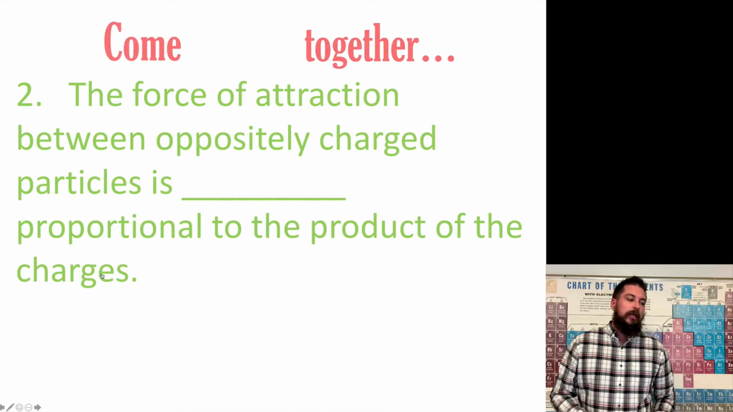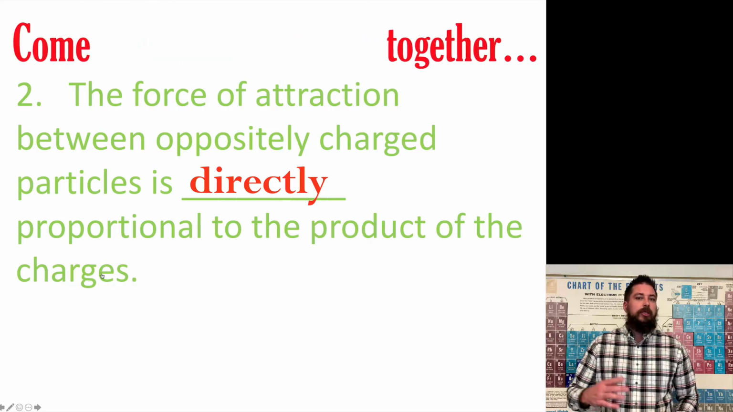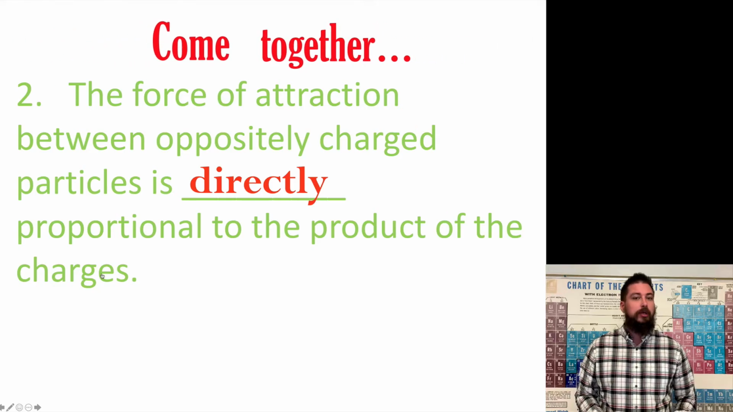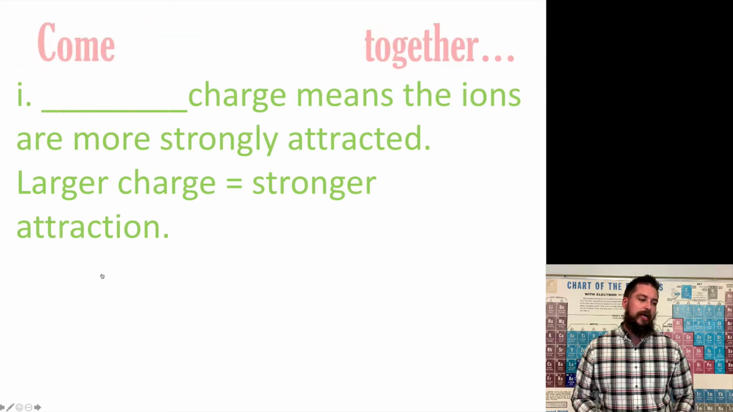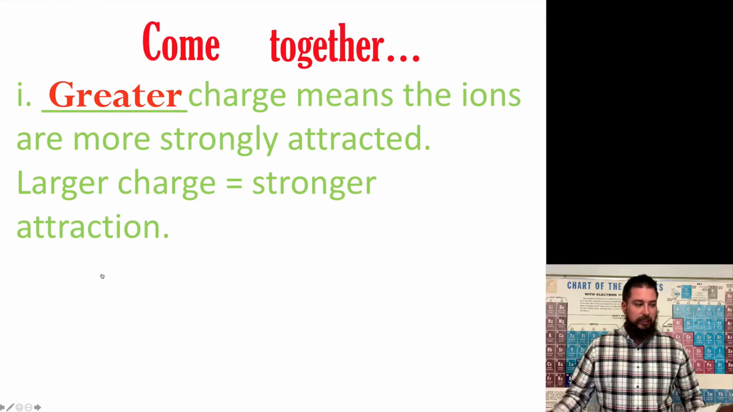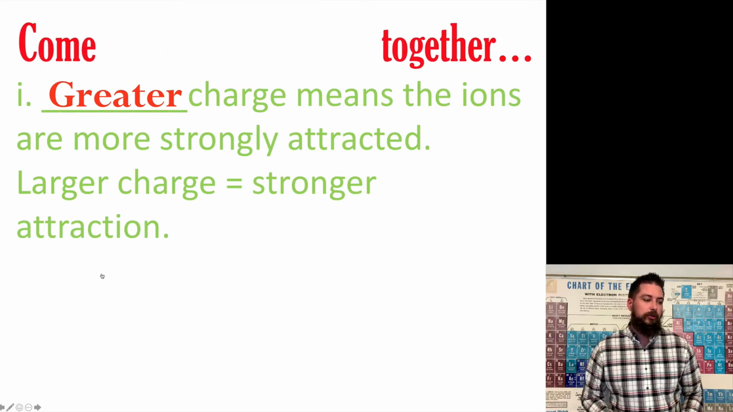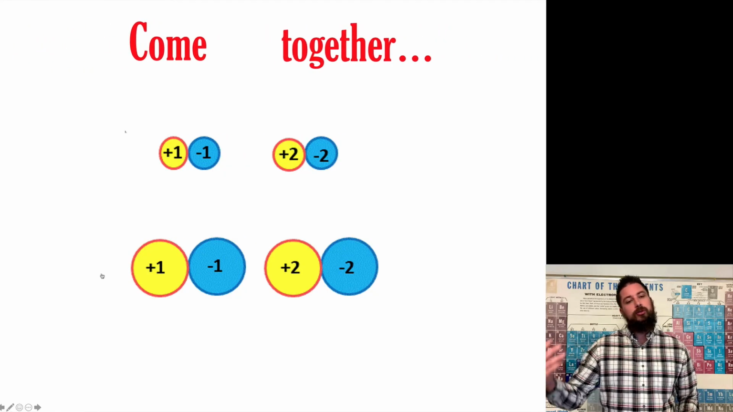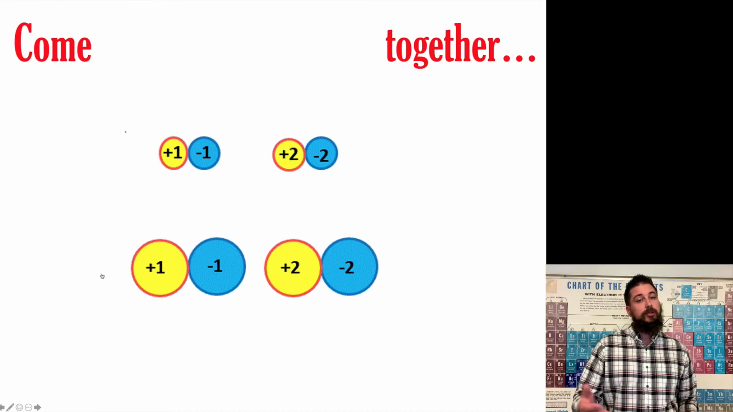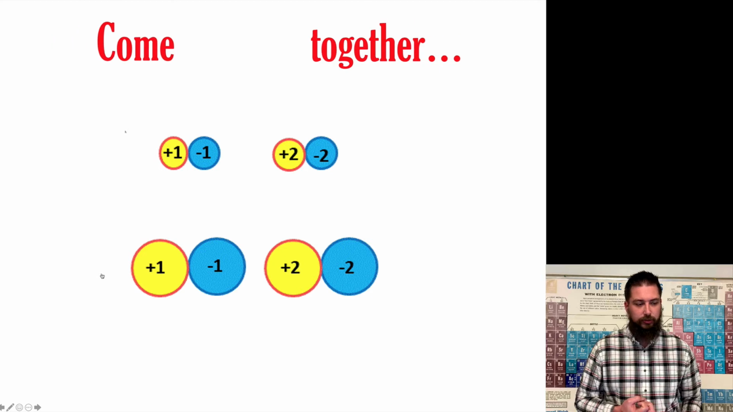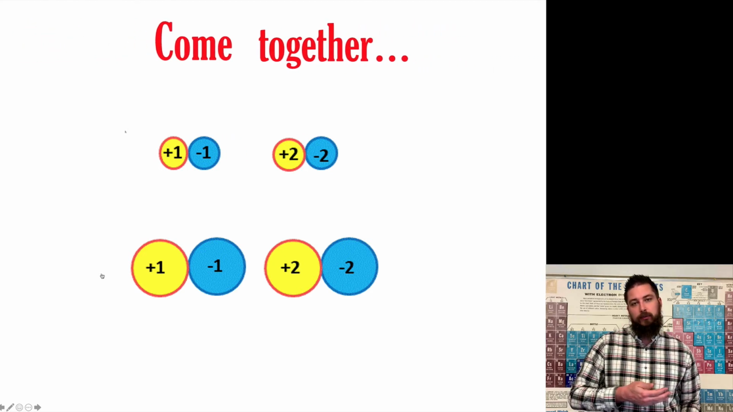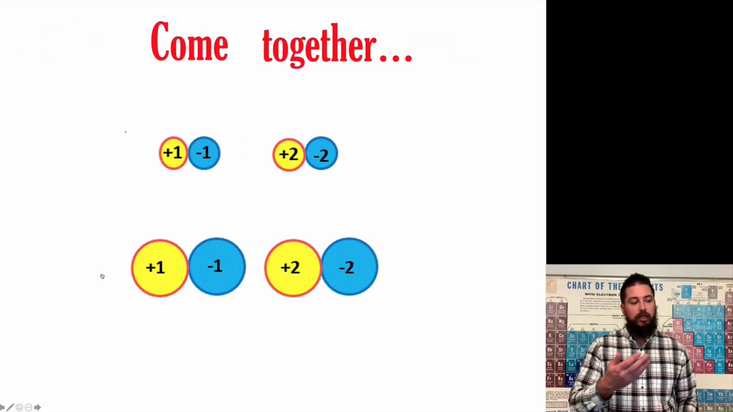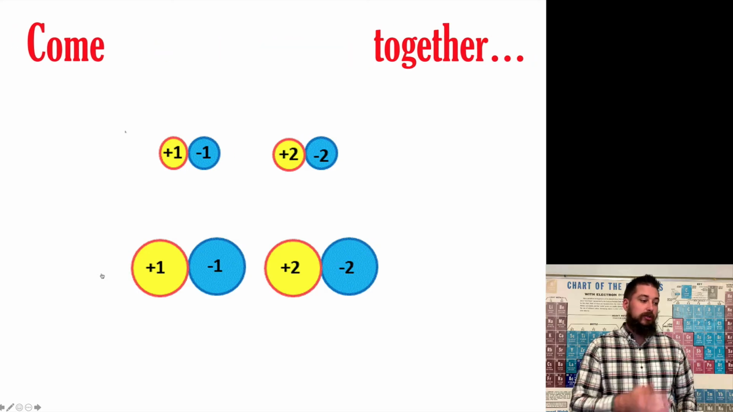Now, the other way we can predict the strength of attraction is by the charge. The larger the charge, the larger the force of attraction. So greater charge means that the ions are more strongly attracted to each other. In this particular example, look at the 1 plus and 1 minus, and then look at the 2 plus and the 2 minus right next to each other. The 2 plus and 2 minus will have a stronger attraction to each other, so the positive cation and the negative anion will have a stronger force of attraction for the 2 plus and the 2 minus versus the 1 plus and the 1 minus.